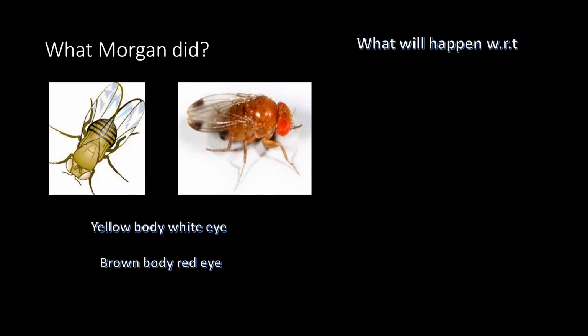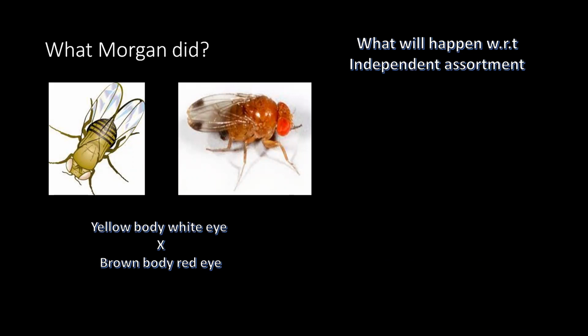Wild means generally what you will see mostly, the common one, the red one. Red eye was more common. Red brown is the wild type and yellow white is the mutant one. Okay, what he found, what will happen as per the law of independent assortment?